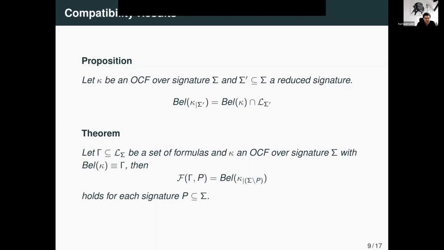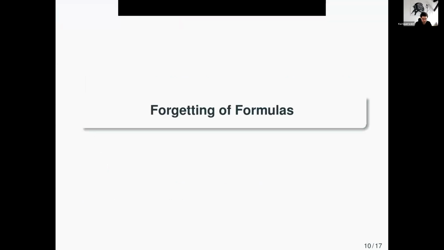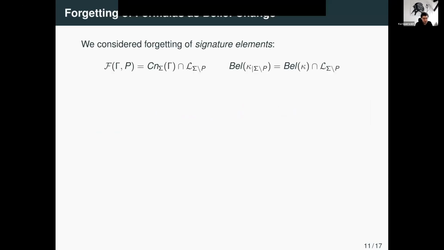Okay. As Jonas said in his talk, ranking functions are used as representation for epistemic states. And now, since these things work so well with forgetting, it motivates us to look more at what you normally do, or at least what we normally do with epistemic states, and this is belief change. And therefore, we are switching the framework a little bit and go over to forgetting of formulas. So the operation we considered in the last slide was this one and this one.